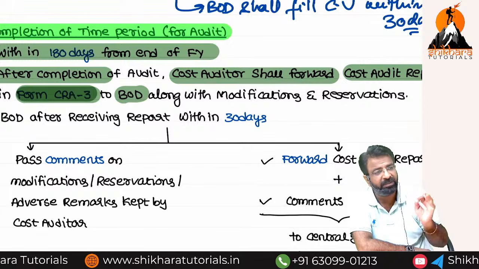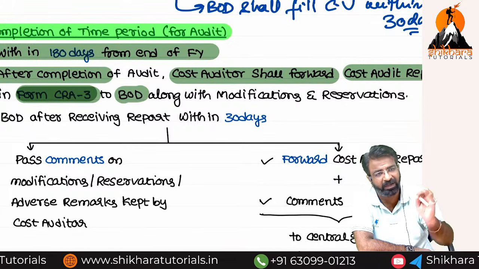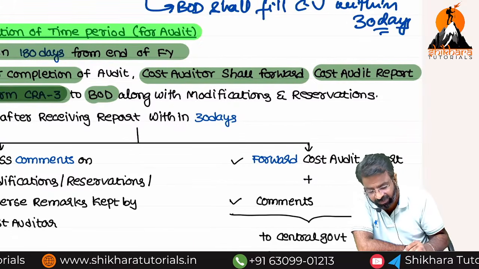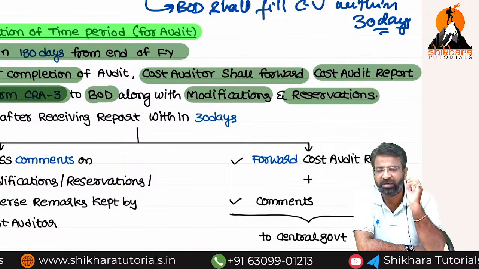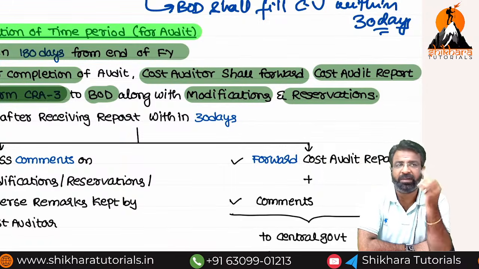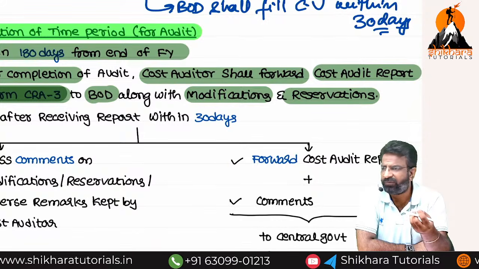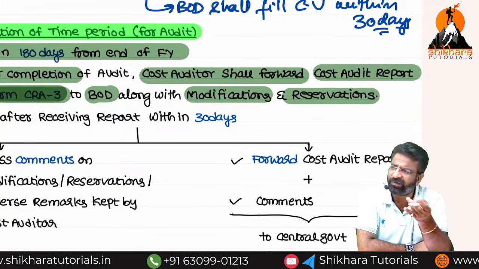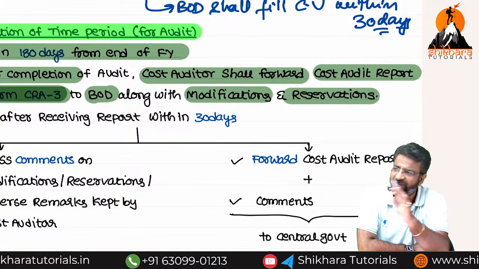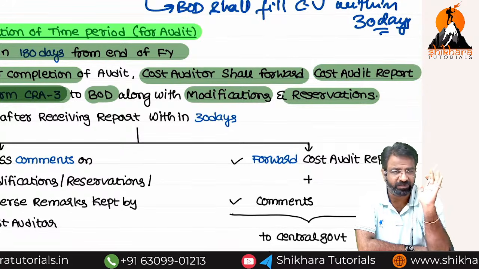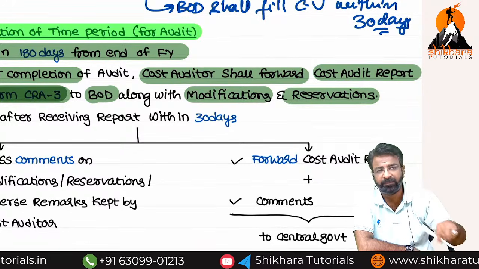To the Board of Directors within 180 days from the end of the financial year, along with my modifications. What do you mean by modifications? My negative remarks. You call them modified, qualified, adverse, or reservations. Any words you can write: modifications and reservations. Now tell me, who is explaining to me?